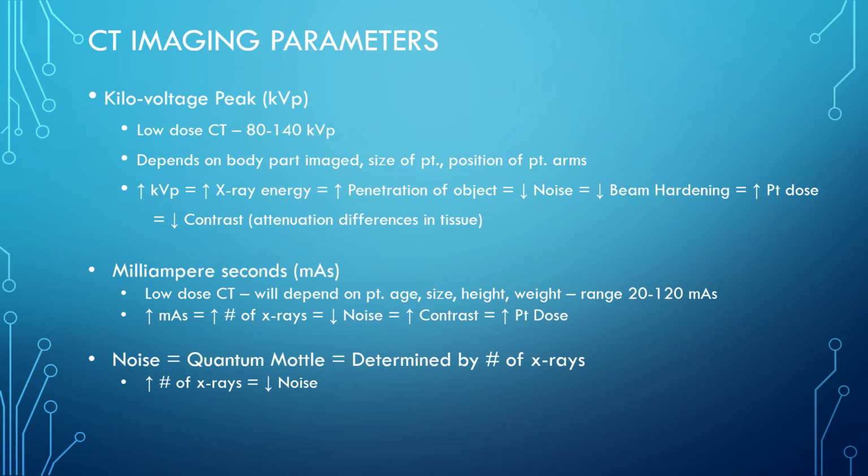Noise is also sometimes referred to as quantum mottle, and this is determined by the number of X-rays. So as you increase the number of X-rays, you will naturally decrease the noise.